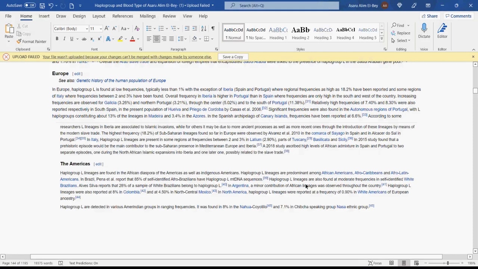Afro-Caribbeans, Afro-Latin Americans. In Brazil, Pena reports that 85% of the self-identifying Afro-Brazilians have haplogroup L mitochondrial DNA sequences. So that means that they have the matrilineal aspect of the Hebrew lineage. Haplogroup L lineage is also found at a moderate frequency in the self-identifying white Brazilians. Yeah, because they're mixing in. Alves-Silva reports that 28% of a sample of the white Brazilians belongs to haplogroup L.